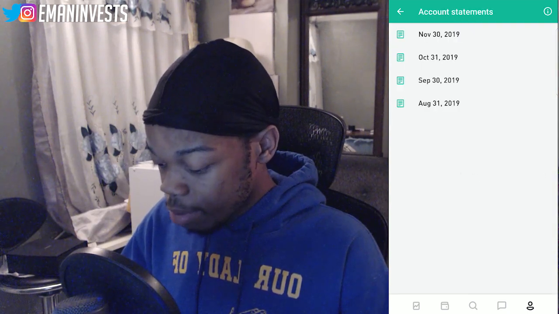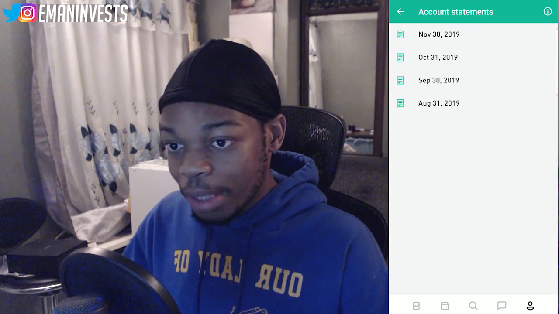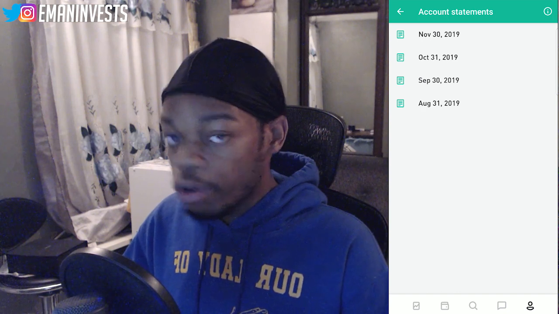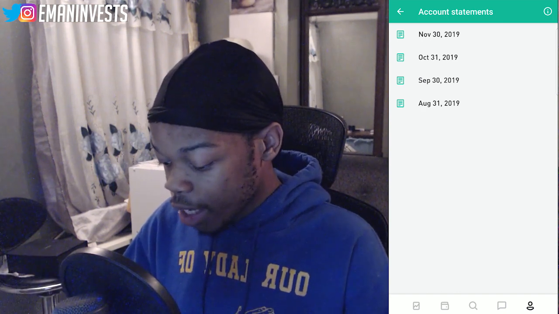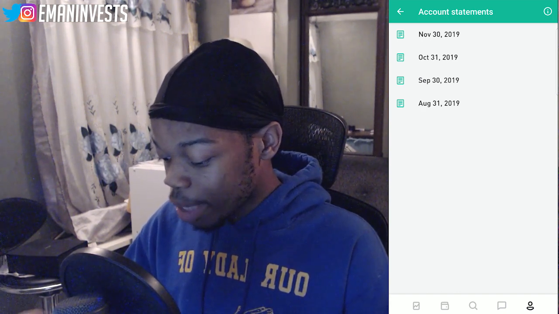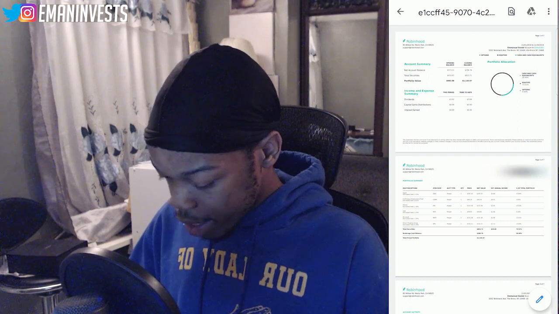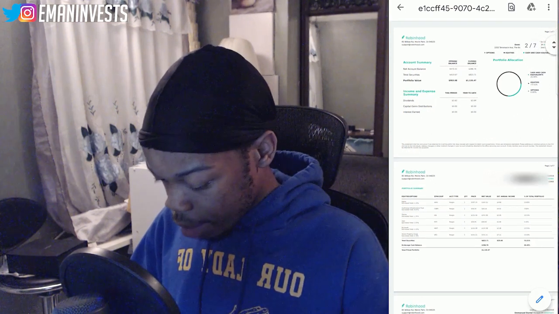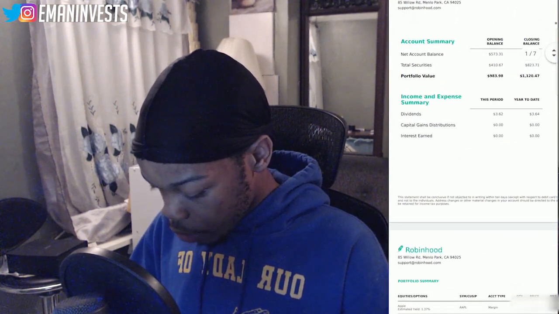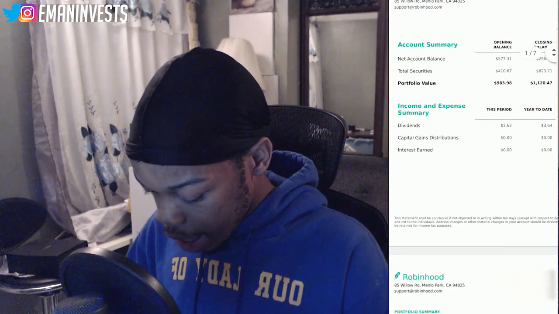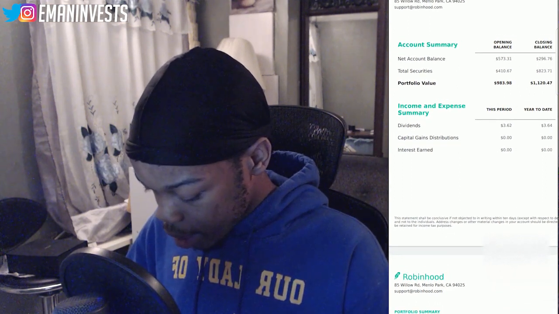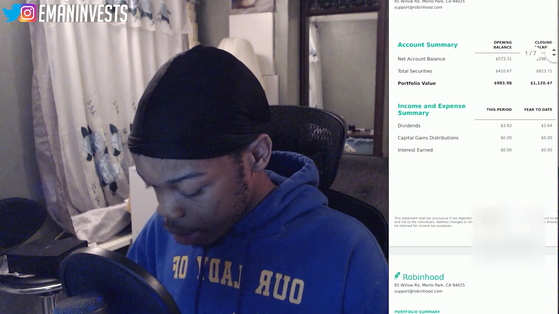So if I tap account statements, it shows you all of your monthly statements from when you opened your Robinhood account. I opened mine in August, so I only have 4 and I should be getting one for December. If you tap it and open it and then use your PDF viewer, you can see all this information. You can see the dividends that you got for that month. So if I zoom in, you can see that I got $3.62 in this period for dividends.